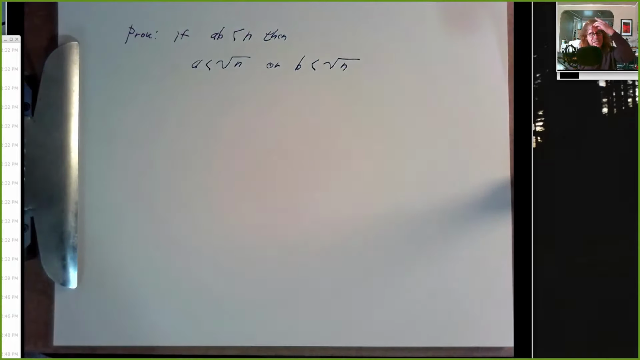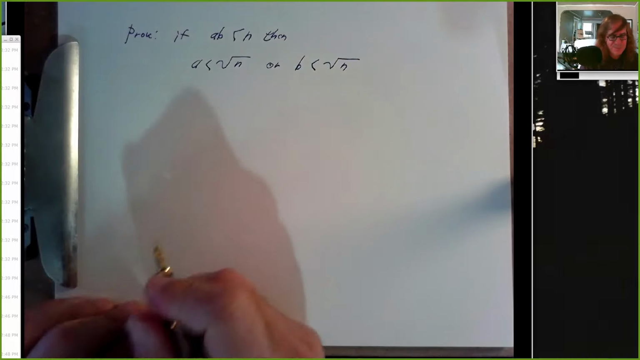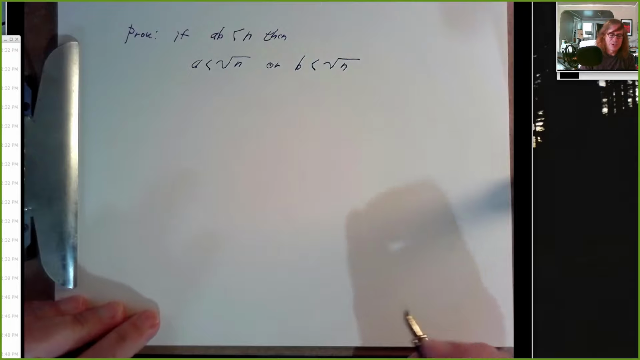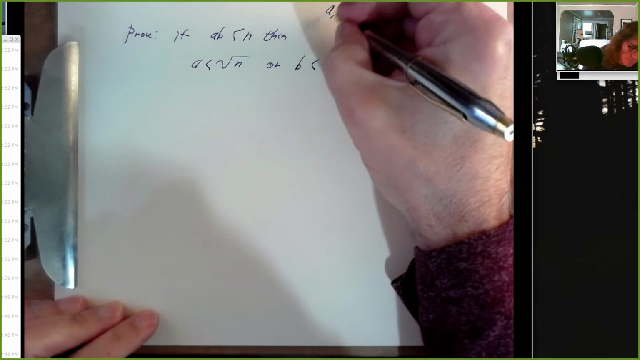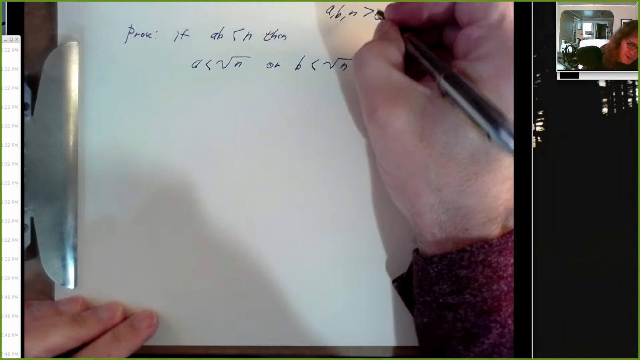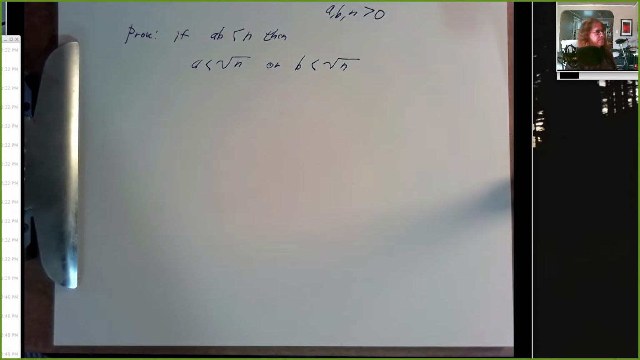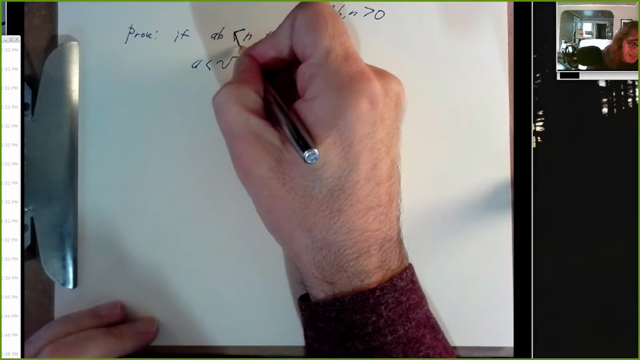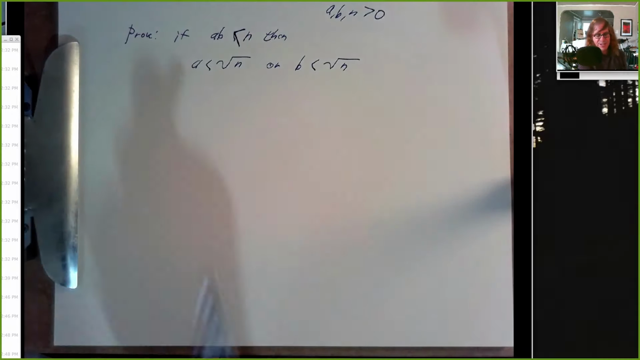Prove that if a times b is less than n, then a is less than the square root of n, or b is less than the square root of n. Where a, b, and n are all positive. So prove that if the product of two positive numbers is less than n, then at least one of them is smaller than the square root of n.